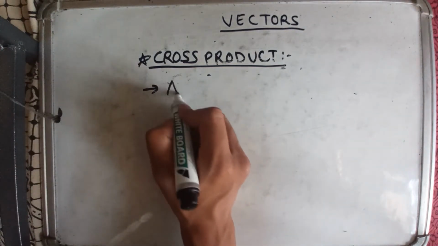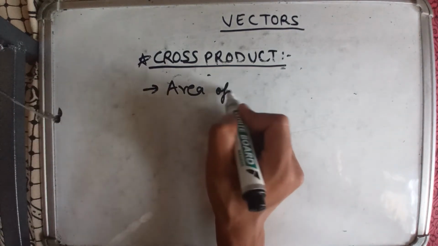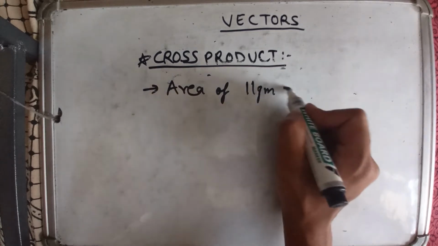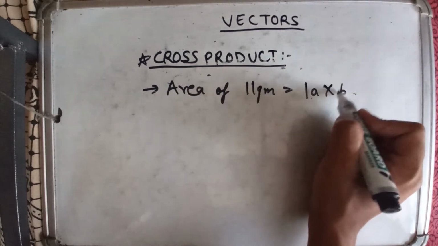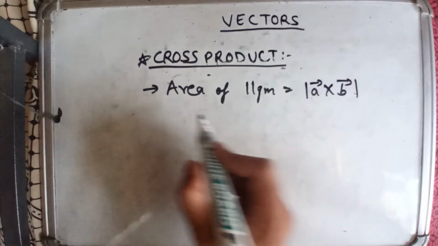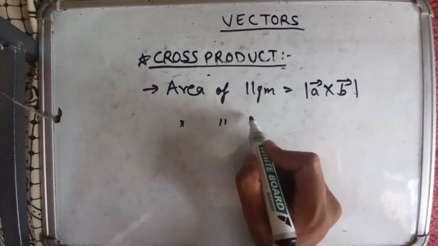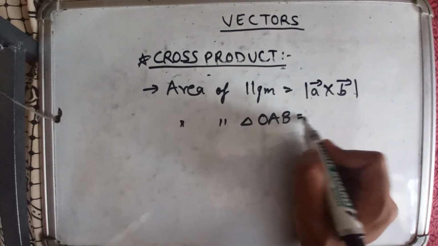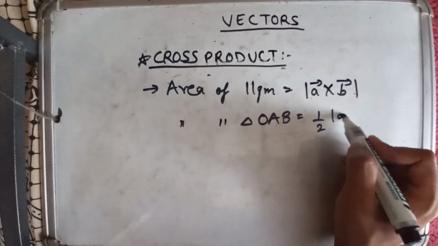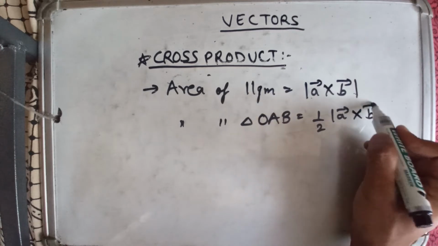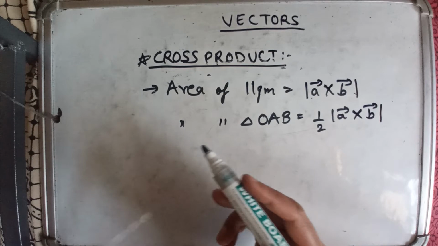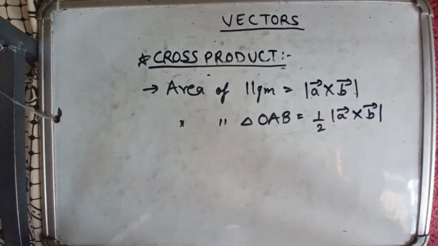Now the area of a parallelogram is equal to the magnitude of A cross B in the cross product form, and similarly the area of a triangle OAB, let us take OAB, any triangle, will be half of the magnitude of A cross B. Then the other thing is the scalar triple product. Let us discuss it in another slide.